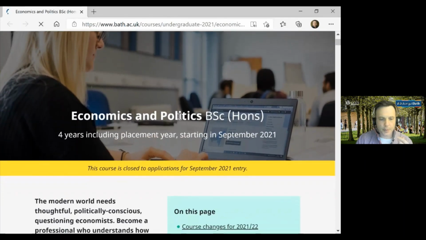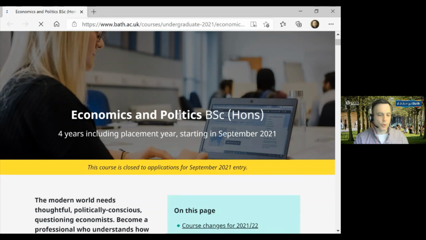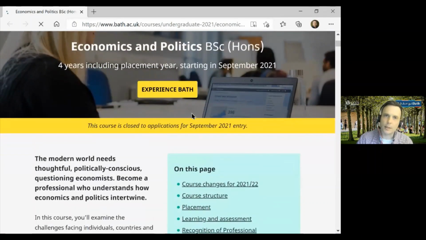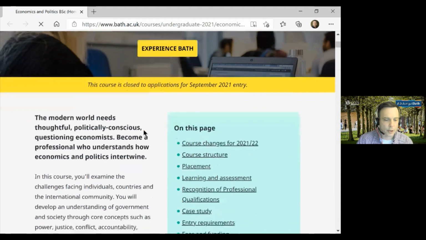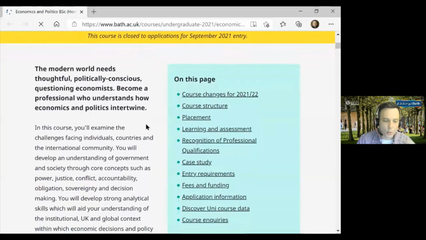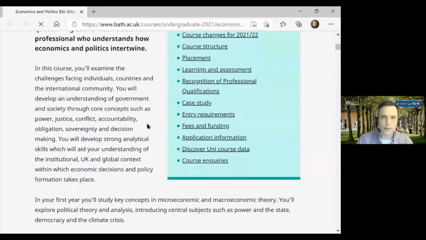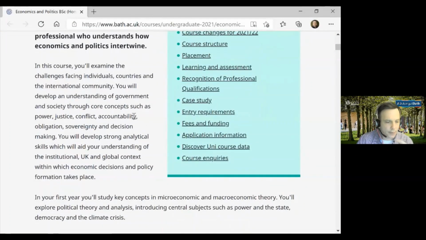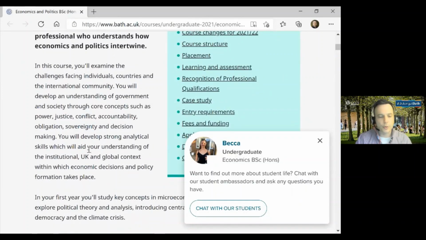Economics and politics. So imagine you were interested in this course and you went onto our webpage and looked at this. As I said, whether you're in a virtual experience chatting to an ambassador or one of our staff, or you're in Unifrog or Which University, wherever you're doing your research and getting your information from, you want to be thinking about knowledge, skills, and areas of interest. So let's just have a look for a second. Straight off the bat, it's going to talk about the overall general course and what it's about.